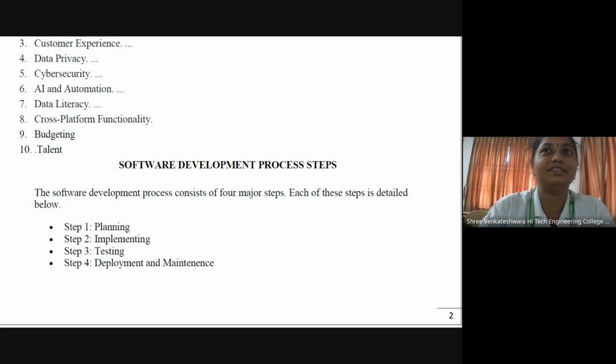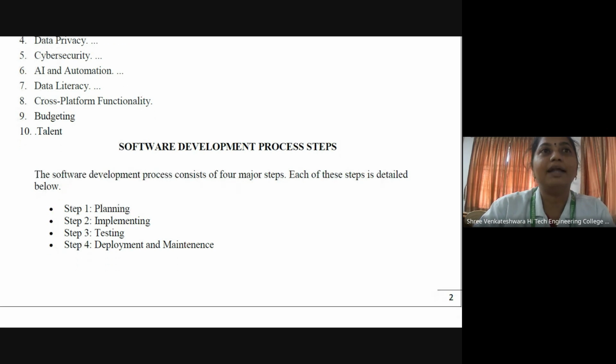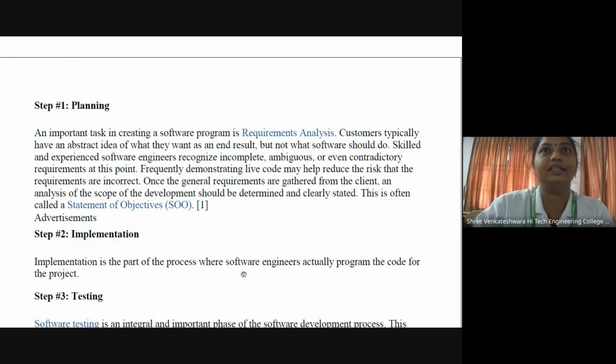Each of the steps is detailed for the session. The first step is planning, second implementing, third testing, fourth deployment, and the fifth maintenance. What is meant by planning? Everybody has a plan in every situation, but now we are going to see software planning. If a project is going to be developed, the first step is the planning process.